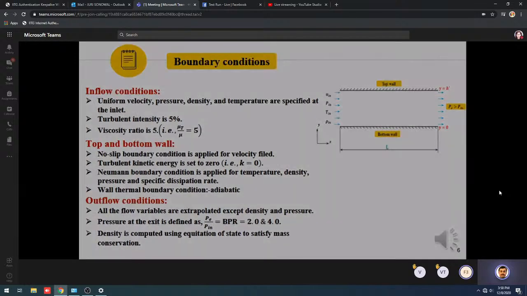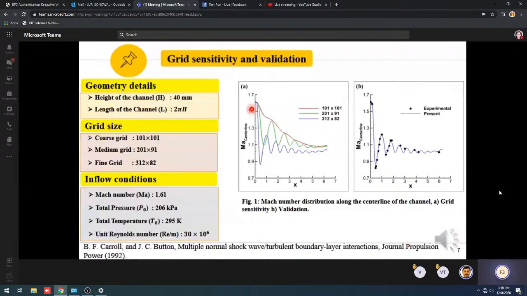Grid sensitivity and validation. Figure A highlights the variation of Mach number at the center line of the channel for coarse, medium, and fine grids for these inflow conditions. From the figure, we can see that as the grid size increases from coarse to fine, the solver is able to capture the flow physics. The results of the fine grid match well with the experimental results of Corel, as shown in figure B. This corroborates that the current solver is able to capture the flow physics.